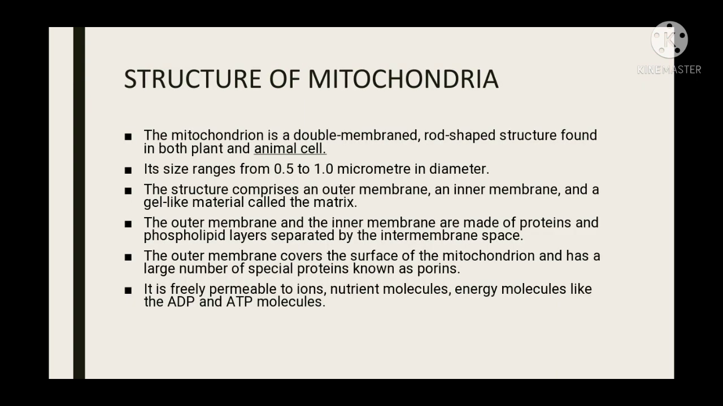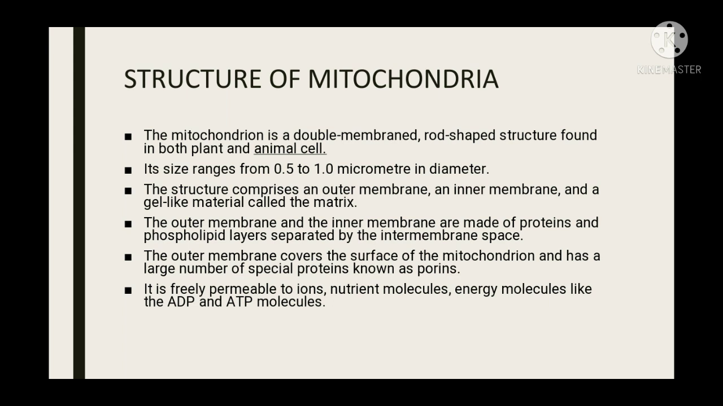The mitochondria is a double membrane rod-shaped structure found in both plant and animal cells. Size ranges from 0.5 to 1 micrometer in diameter, and it has both an outer membrane and an inner membrane and a gel-like material called the matrix. A space is present between the outer and inner membrane.